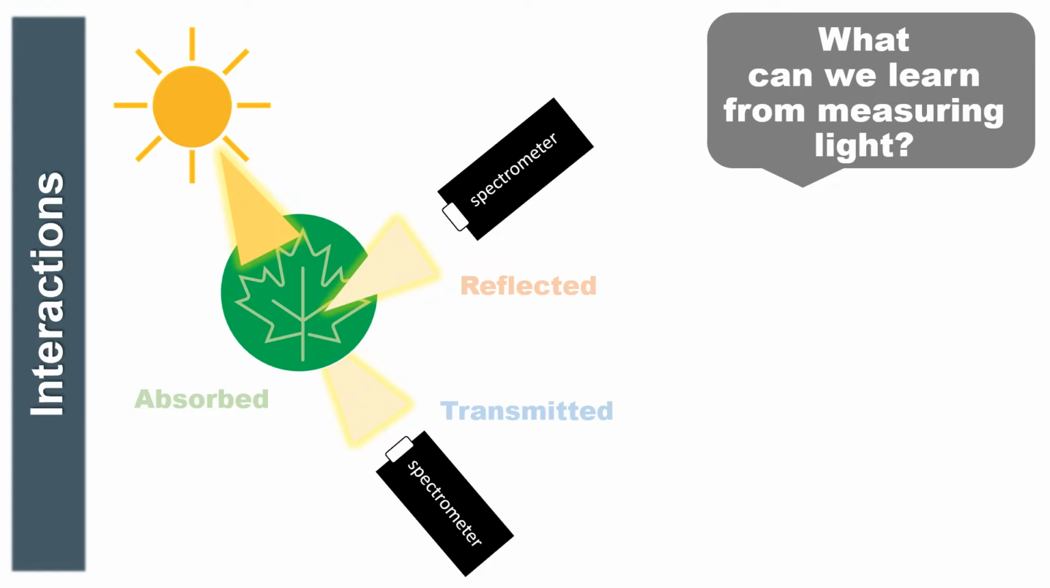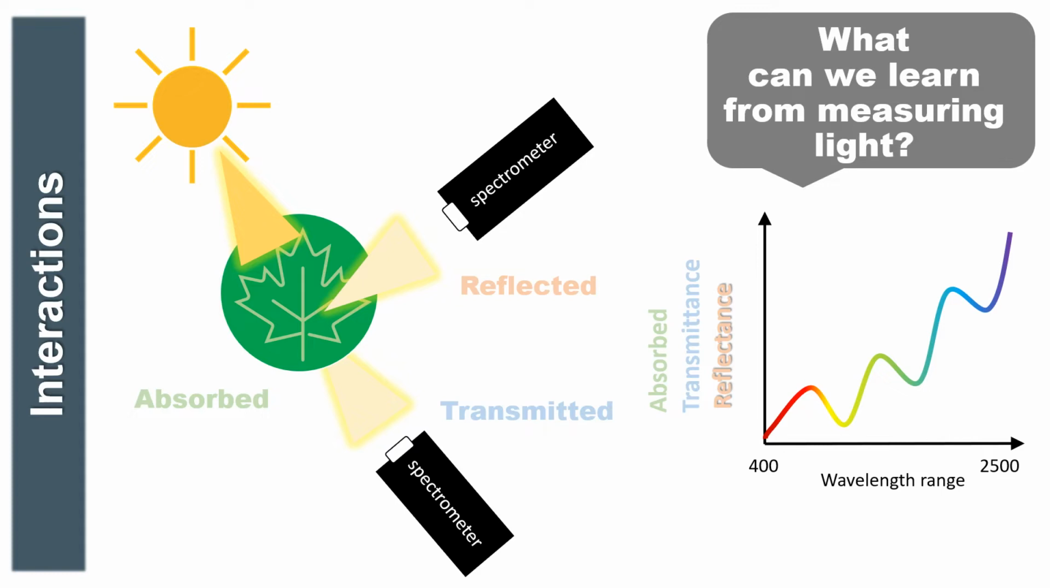Spectrometers can be positioned to measure the amount of light transmitted or reflected, and the amount of light absorbed can be calculated. This information can be represented as a spectrum, where the amount of radiation reflected, absorbed, or transmitted over the wavelength range can be represented. So what can we learn from the spectrum?